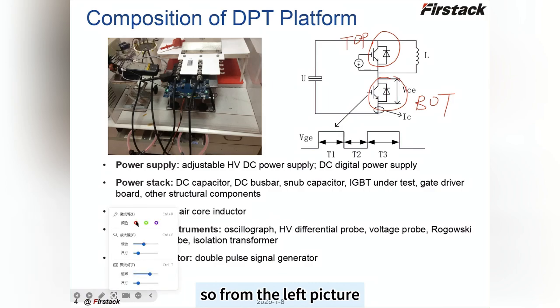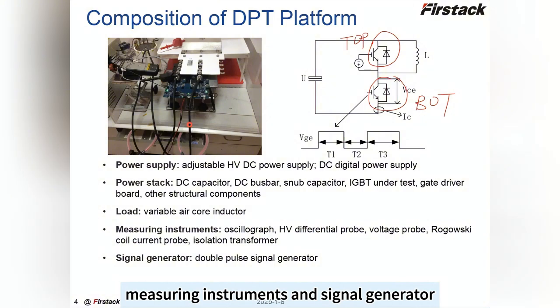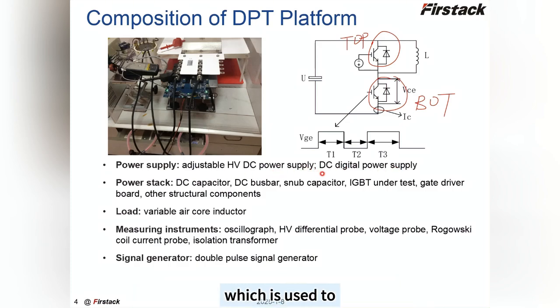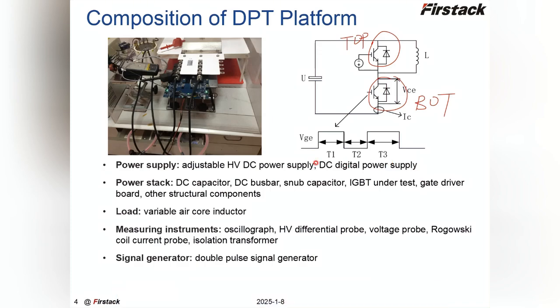So from the left picture, we can see there are a lot of different test equipments. They can be divided into 5 parts: the power supply, power stack, load, measuring instruments, and signal generator. In the power supply, we can find an adjustable high voltage DC power supply, which is used to provide 1000 watt of power, and also we need a low power supply to power our GPU.